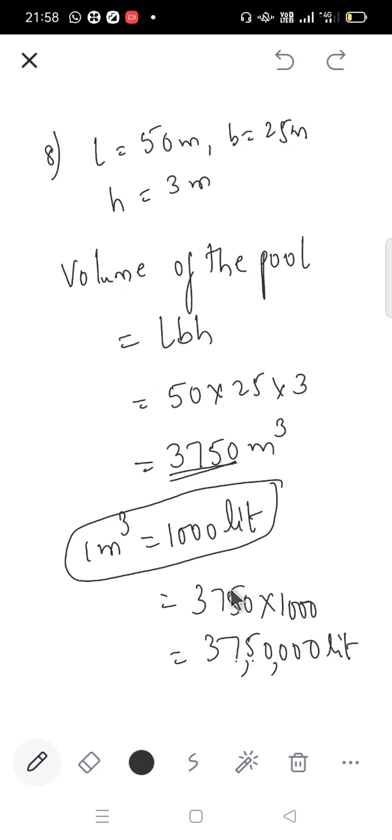That is nothing but volume of the pool. So by this 10.1 exercise has completed, children.